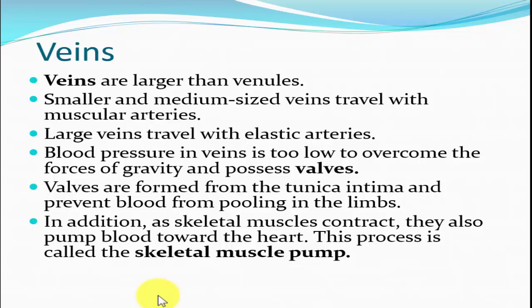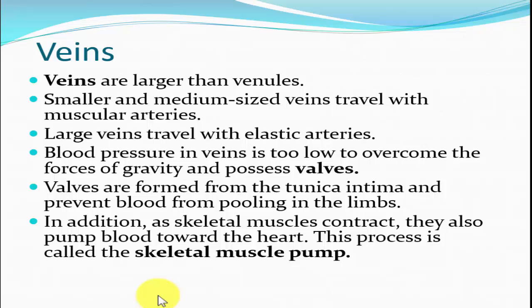Blood pressure in veins is too low to overcome the forces of gravity, so veins possess valves. So in veins, it's not all gravity dependent, and you have a valve that will open and close, creating blood pressure regulation. Valves are formed from the tunica intima and prevent blood from pooling in the limbs. So it's critical that your valves function properly. When we have pooling of blood in the limbs, you get things like deep vein thrombosis, blood clots, and some other critical pathologies that can result in negative effects.